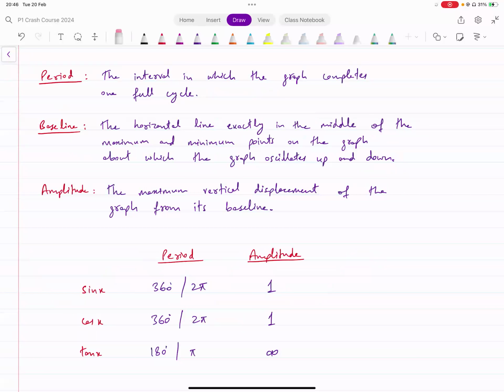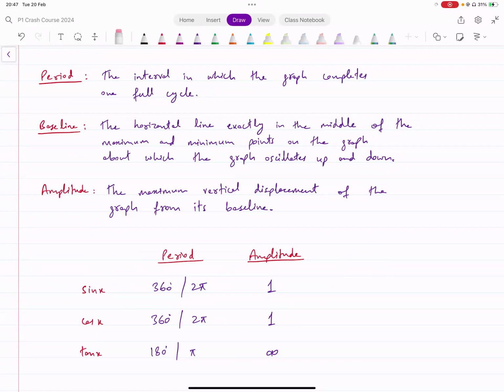Then we talked about different terminologies that you need to know about. Period. Period is the interval in which the graph completes one full cycle. So we talked about how the periods of sine and cos graphs are 360 degrees or 2 pi radians. For tan, however, it's 180 degrees or pi radians.